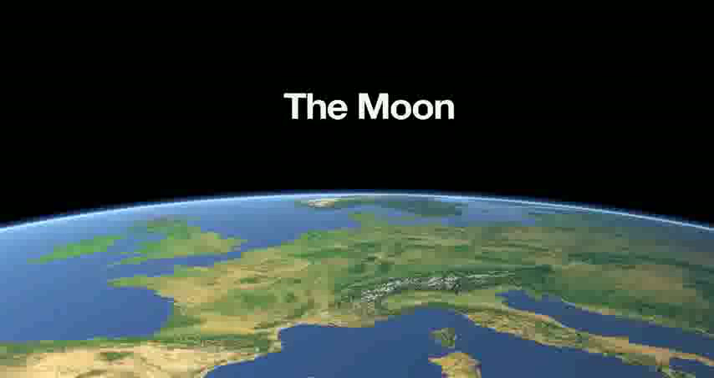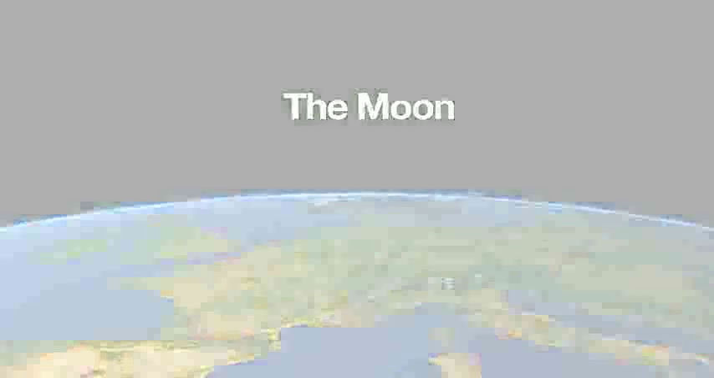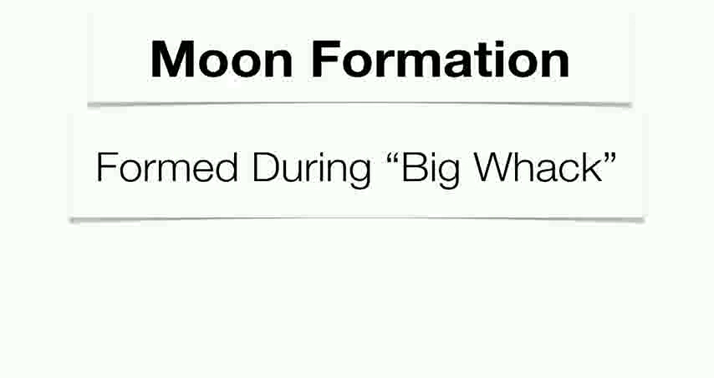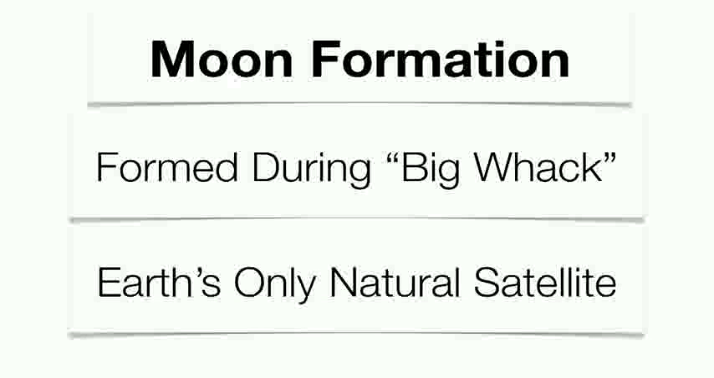Today we're going to be talking about the moon. The moon formed during an episode called the Big Whack. The Big Whack was an episode that occurred about 4.5 billion years ago during the formation of the Earth. As the Earth was forming, a large object in space crashed into the Earth and knocked a section of the Earth off, which eventually formed into our own moon. We can make that inference because the moon and the Earth are made up of the same type of rock called basalt. The moon is also our only natural satellite as well.